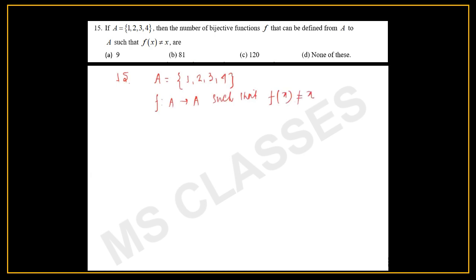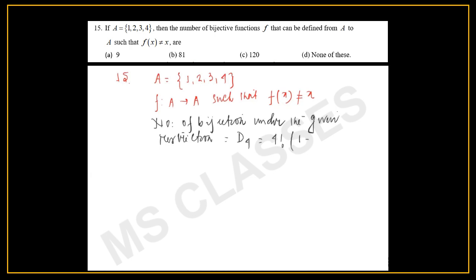So here the number of bijections under the given restriction will be what? D4, that is 4 factorial into 1 minus 1 by 1 factorial plus 1 by 2 factorial minus 1 by 3 factorial plus 1 by 4 factorial. Calculate, I think I am getting the answer.